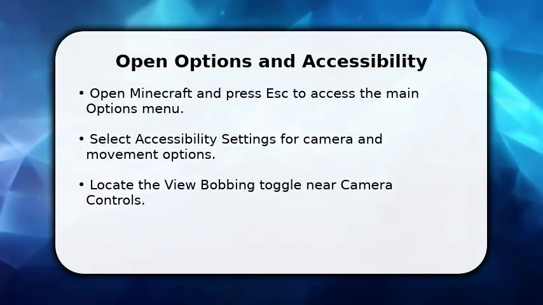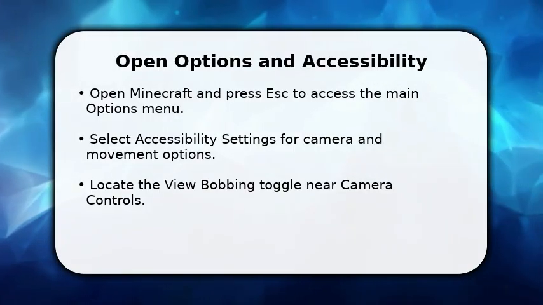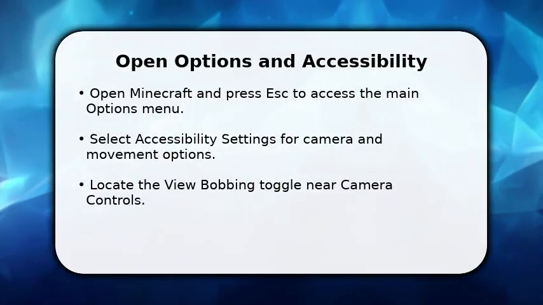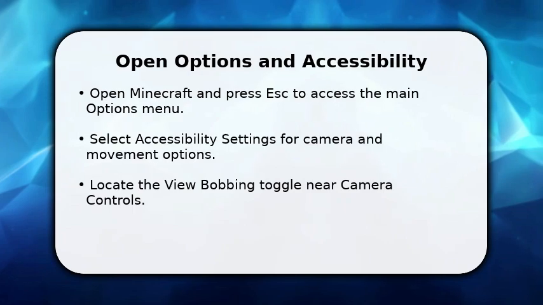Once there, look for the view bobbing toggle. It's usually near camera controls or movement settings. Make sure to pause gameplay so you can change settings without walking. You're preparing the right screen now, so the actual toggle step is immediate and error-free.